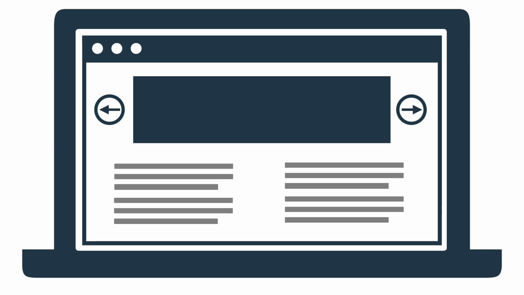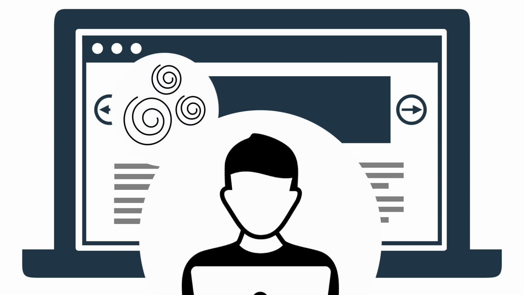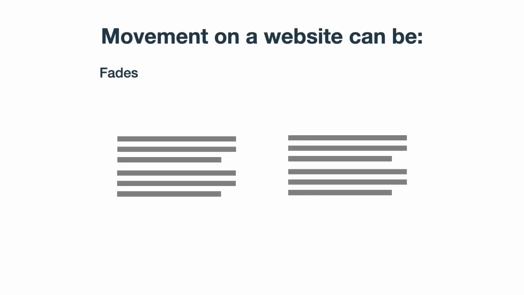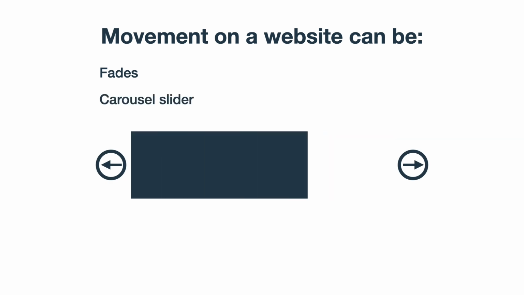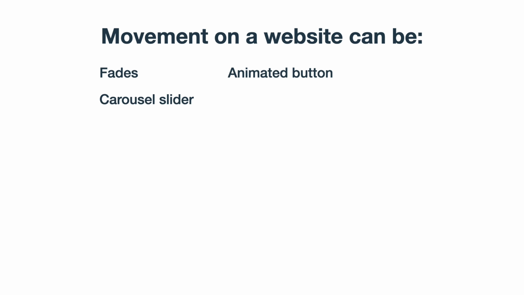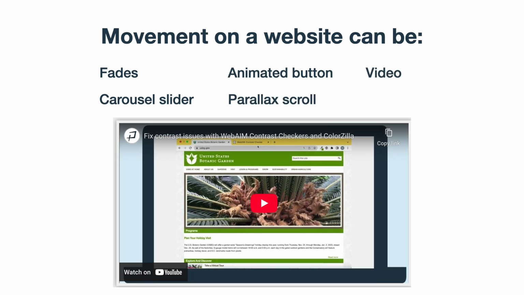Well, adding movement to your website can be a real problem for users who have disabilities that affect their balance. It can trigger dizziness or even motion sickness. For users with ADHD, it can be distracting and make it difficult to focus. Movement on a website can be content fading in, a carousel slider, animated button, parallax scroll, or video, to name a few.